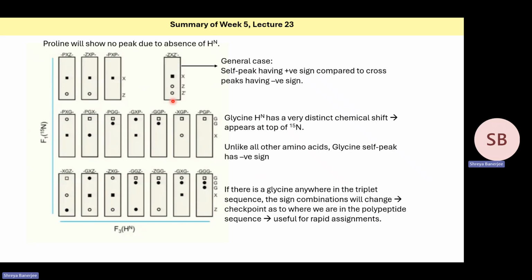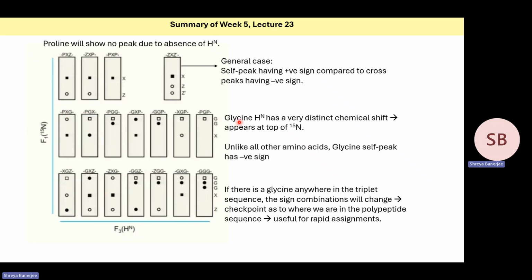This is the general case where you have 3 different amino acids, and X with X is the self peak. Here we are considering the middle residue. So X with X, the middle residue, is the one for which we are observing. That is the ith residue. So X with X is the self peak that has positive sign, and X with the I minus first or I plus first residue will have opposite signs. This we have already seen. This is the general case.